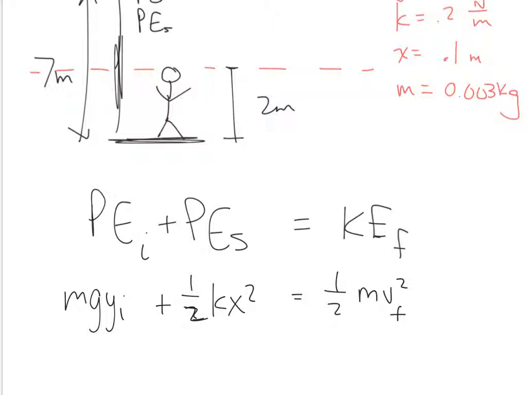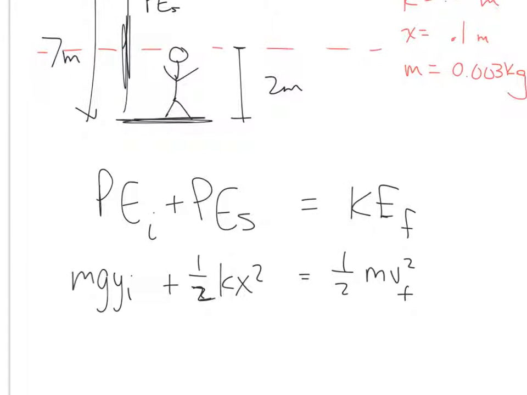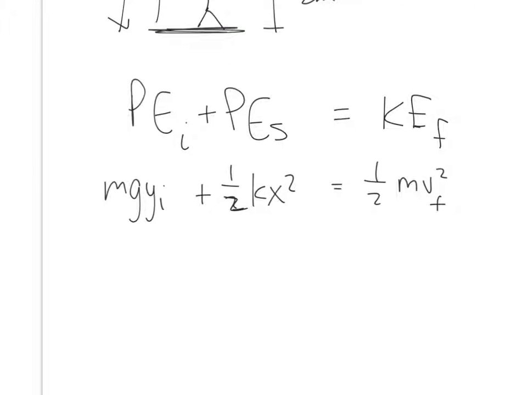Now, notice, please, mass does not cancel. Why not? It's not in every single term. It's the spring that's throwing us off. And we are trying to figure out the final velocity. You could plug in all your numbers: your mass, gravity, the spring constant, the amount stretched, to solve for vf, or solve generically. I'm going to solve generically. I always do that, if you've picked up on that by now.